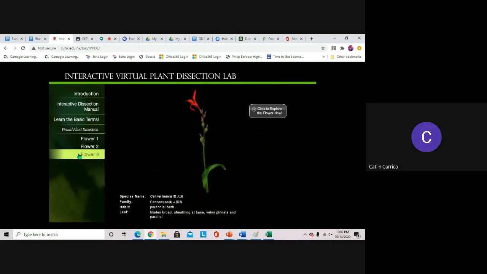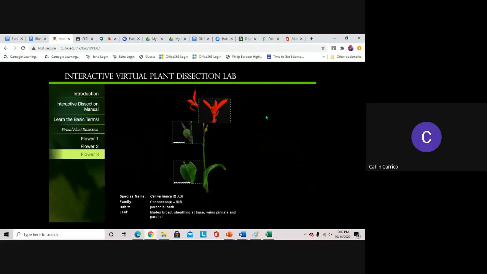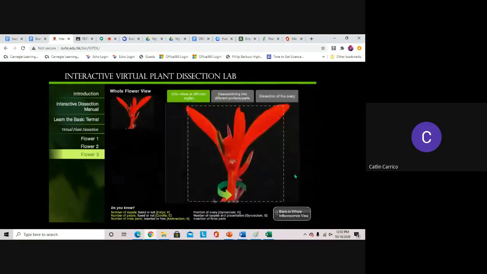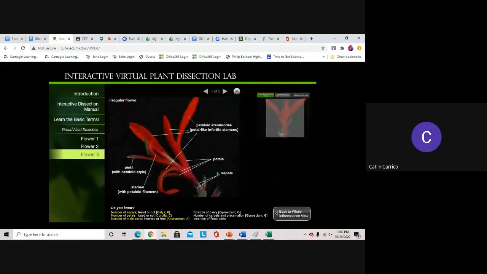You go on down, we have another type of flower. We click to enlarge to explore the flower. We have 3 different areas that we're going to be looking at. We're going to look at the flower. So this is the whole flower, side views at different angles. And here we have our different parts. Your sepals are down here, your petals, the pistil hangs here. Then you have your male parts.